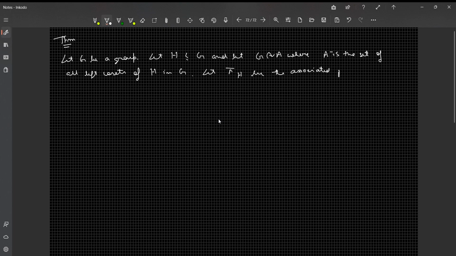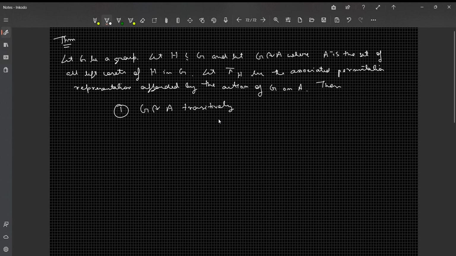Let pi H be the associated permutation representation afforded by the action of G on A. Then the first point is that G acts on A transitively. If you remember what a transitive action is, it is basically that action which consists of only one orbit.